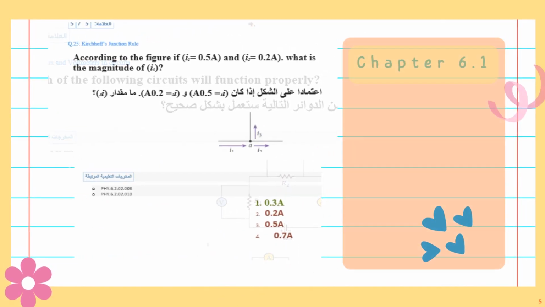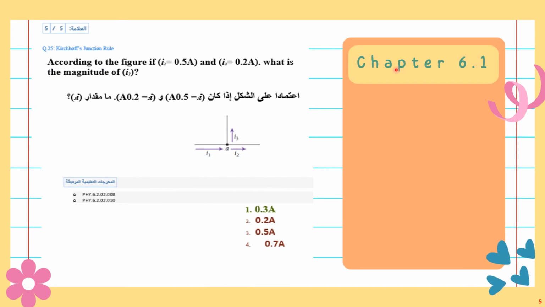Next question, also regarding section 6.1. According to the figure here, we have I1, which is 0.5 ampere, I2, 0.2 ampere, and it's asking for the magnitude of I3. According to Kirchhoff, if you remember the Kirchhoff junction rule, this rule states that the sum of the currents at a junction must be equal to 0.